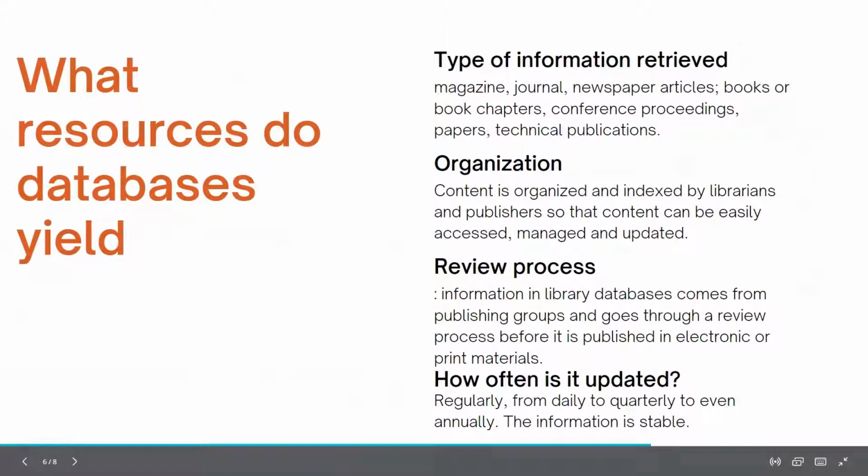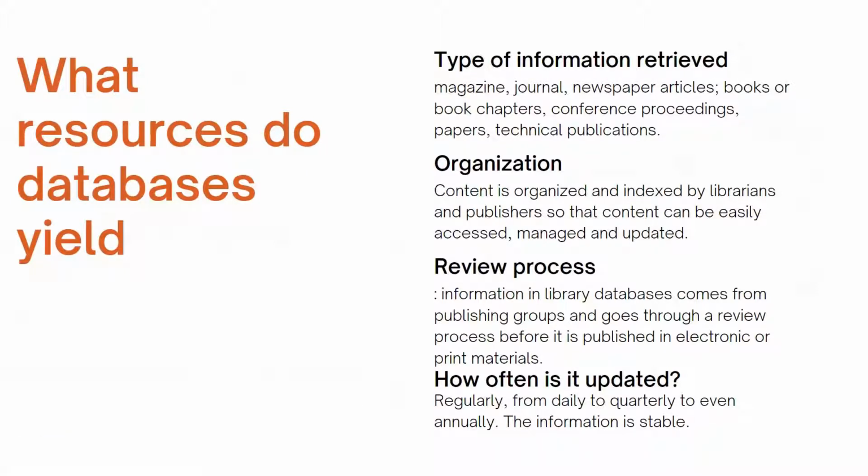So let's go over some of what resources the databases yield. What type of information is retrieved? Magazines, journals, newspaper articles, books or book chapters, conference proceedings, papers, and technical publications. These are all very thought-over, very focused material that is typically used for answering your questions. Whereas in just a search engine, it'll find anything. It'll be a random article from years ago. It might be a Yahoo answer or something of that sort. It'll just be anything that they can find that they may think is relevant to your search term.